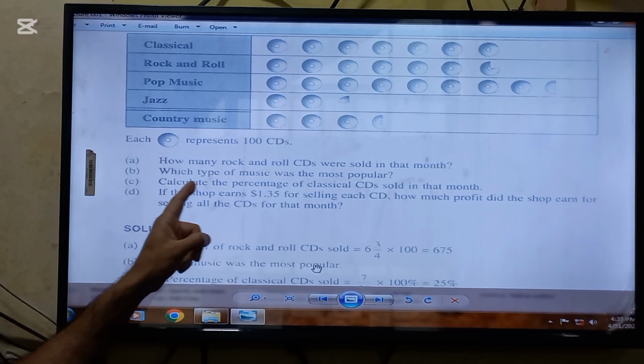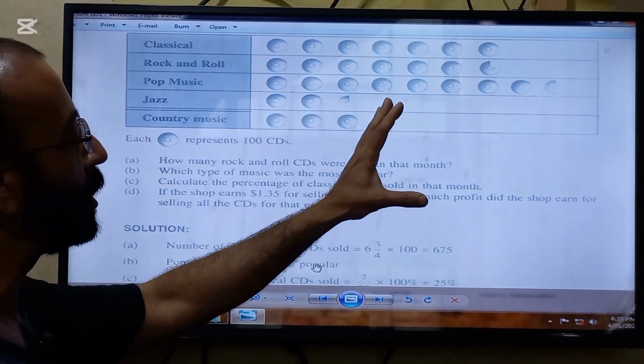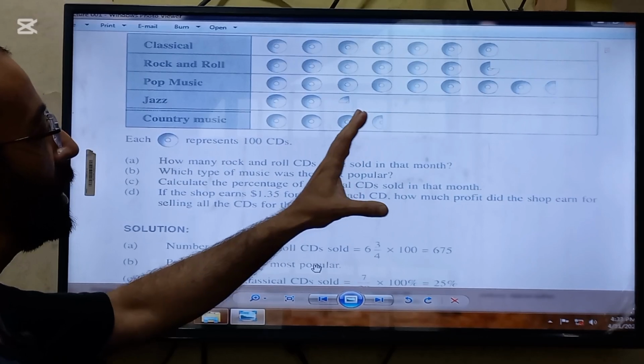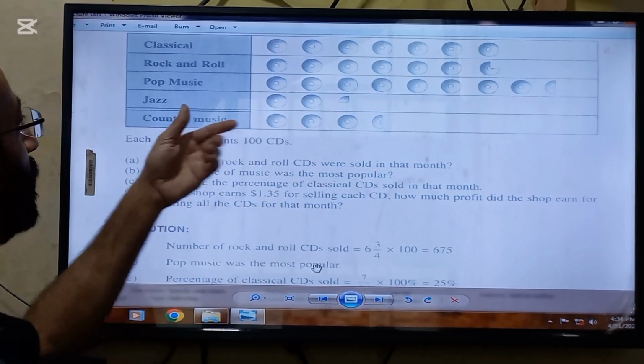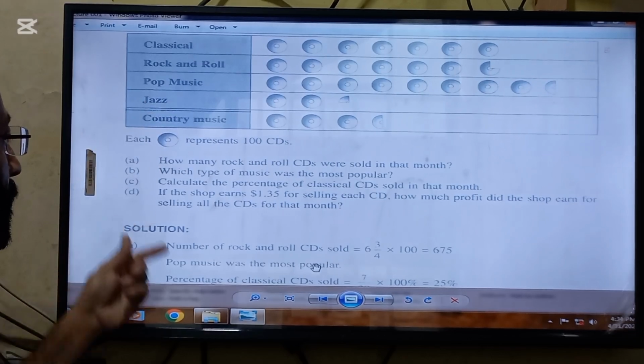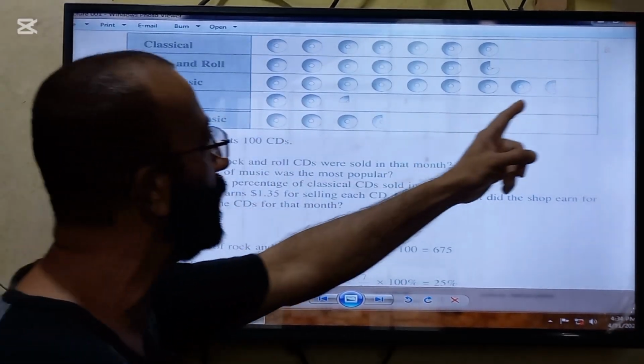The next question is, which type of music was most popular? For getting the answer of most popular music, you have to look at which category has the most figures. It is given in pop music. So pop music was the most popular. We can see from the figure.